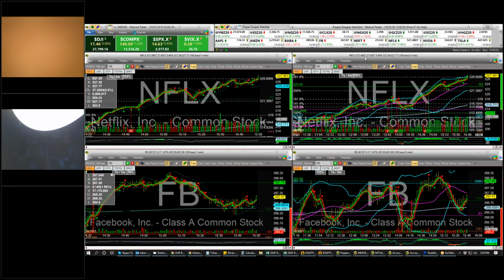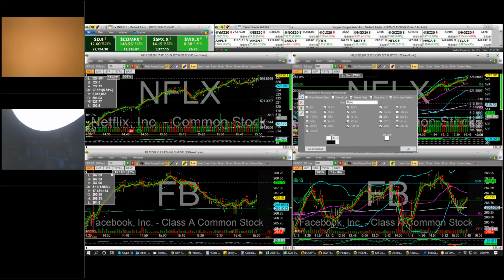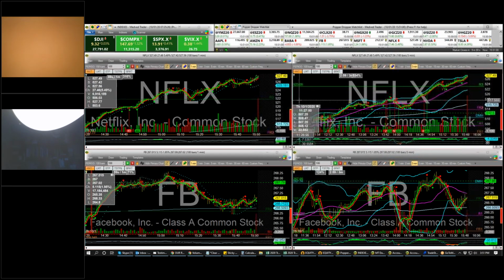Do you guys, we've got about 10 minutes left. Are there some stocks you'd like me to look at for you, to analyze using the tools, using VWAP and weekly pivots?